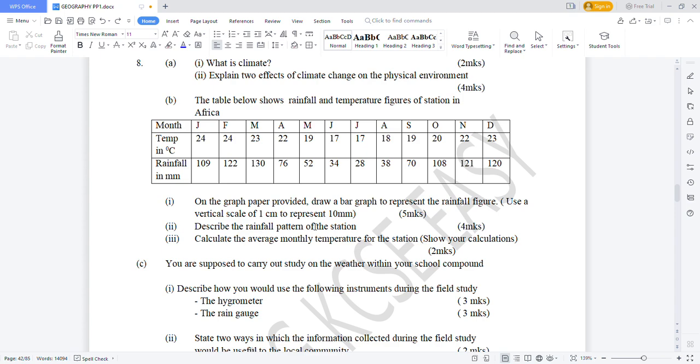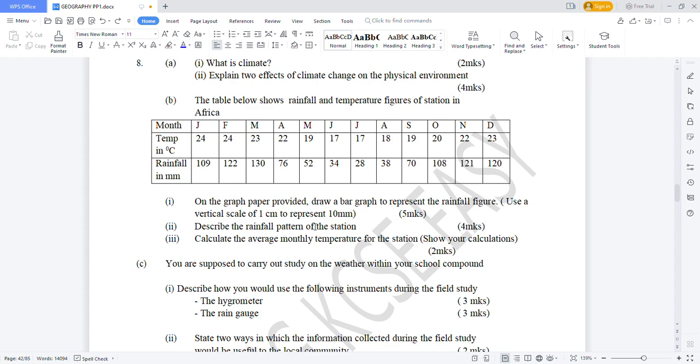Climate is the average weather condition of a particular place for a long period of time, between 30 to 35 years.